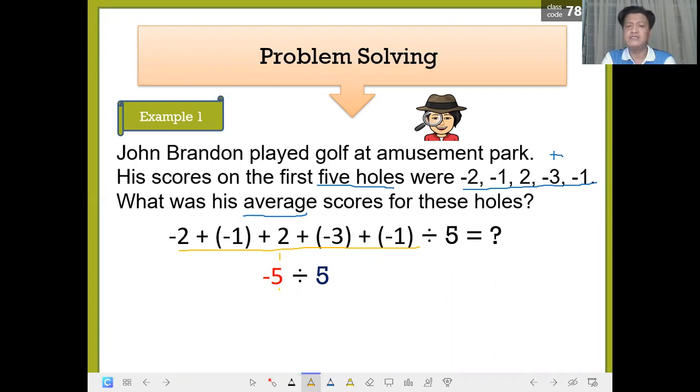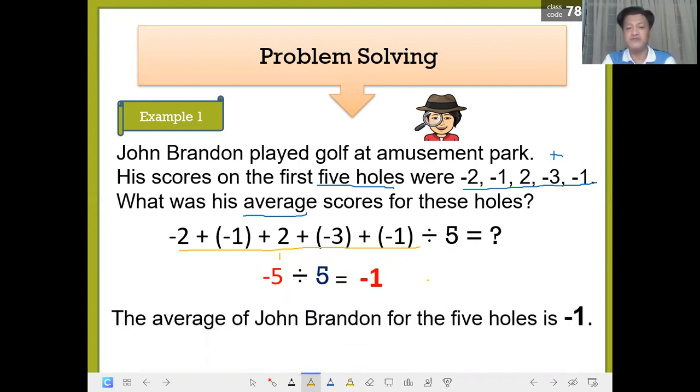And therefore, what is negative 5 divided by 5? Kaya nga that is negative 1. Remember, this is different sign. Kapag nag-divide ka na magkaibang sign, that is negative, yung kanilang sign. Okay, so therefore, we can say the average of John Brandon for the first 5 holes is negative 1.